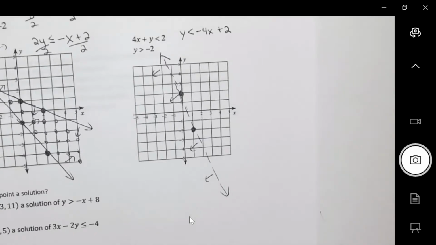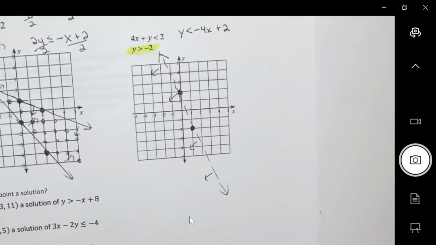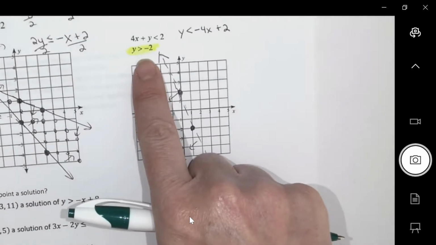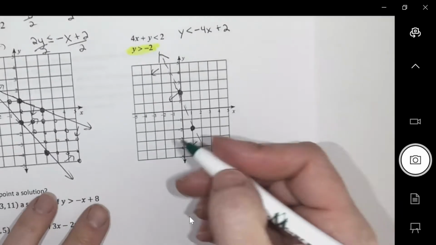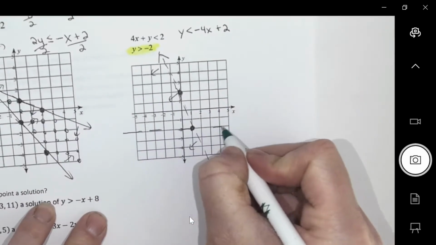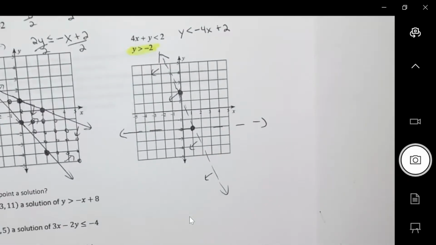Okay, then we have y is greater than negative 2. So when you only have one variable, it's either a flat or up and down line. So which one is this one? When y is always something, that's a flat line. Okay, so flat at negative 2, and I'm dashed. So a horizontal line at negative 2.